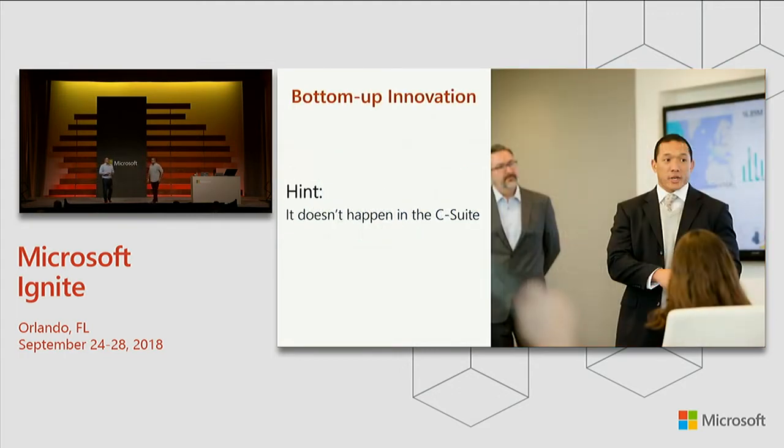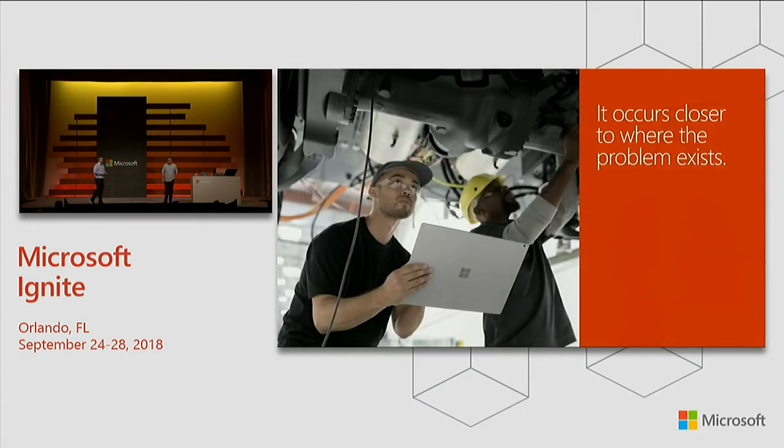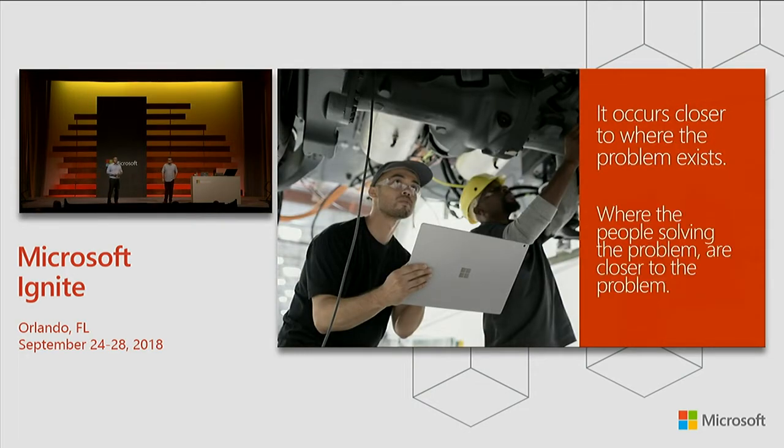So yeah, the question is, where does bottom-up innovation occur? And the hint is that it doesn't happen in the C-suite. Because the reality is, if it did, there wouldn't be this problem. There wouldn't be this push for driving transformation opportunities in businesses using technology. And as John mentioned, it does occur closer to where the problem exists. The people that are closer to the problem have a better idea of how to solve them.